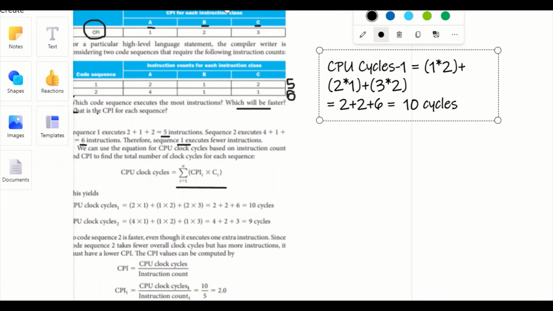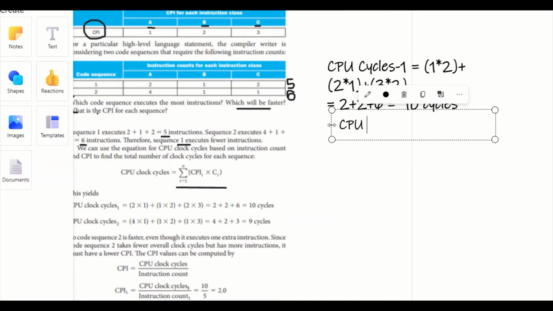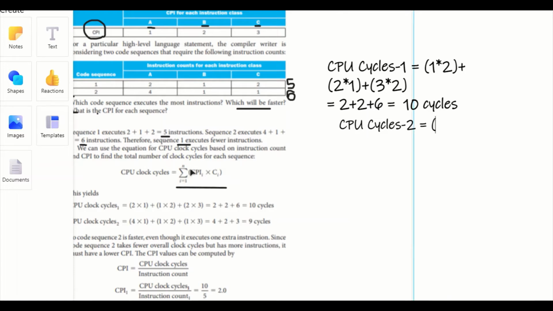Okay, let me do the second one. What do I mean by second? I did the CPU cycles for program 1. Let's do the CPU cycles for program 2. The same thing. What do you do? Summation of CPI and the count. So CPI for type A is 1. Count: look into this program 2.